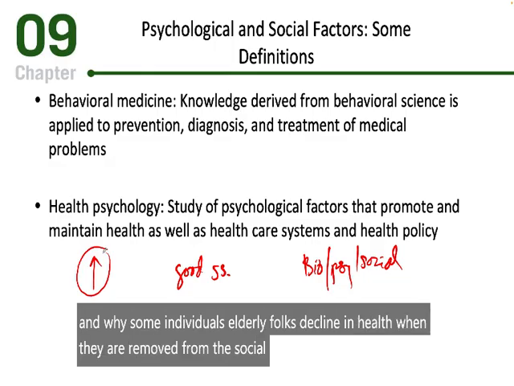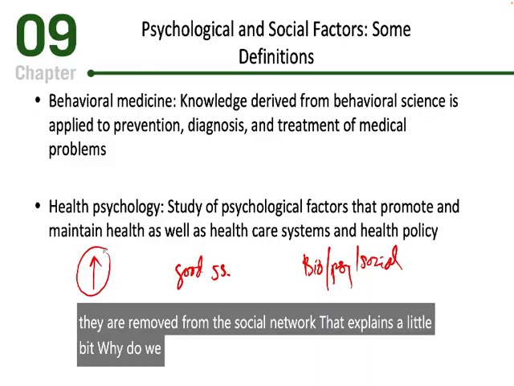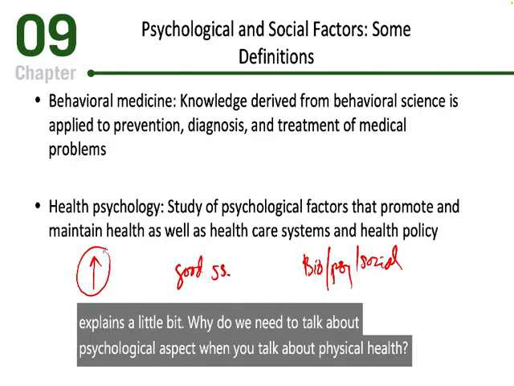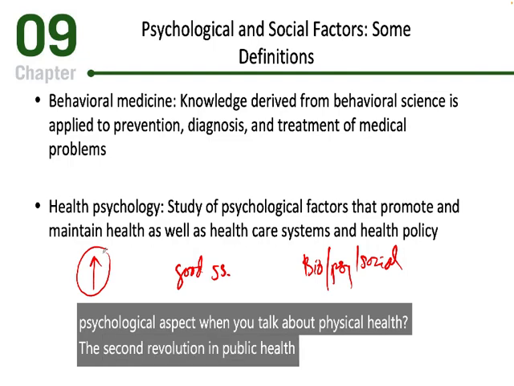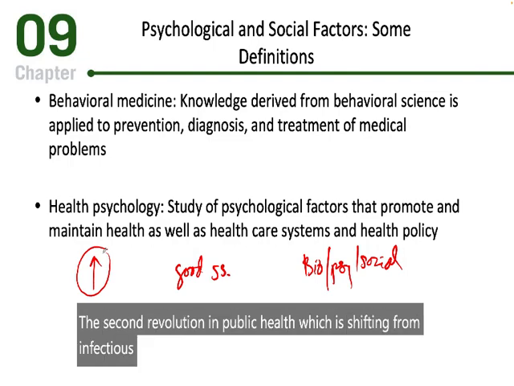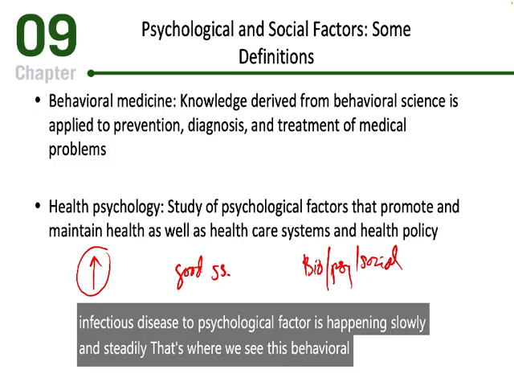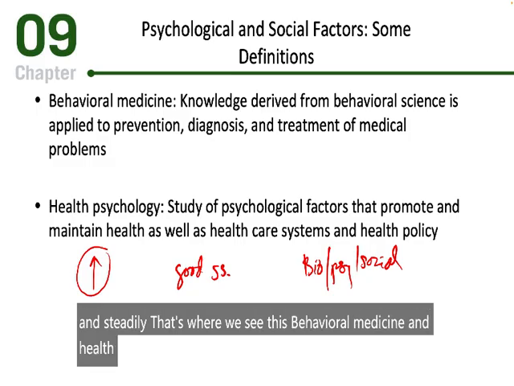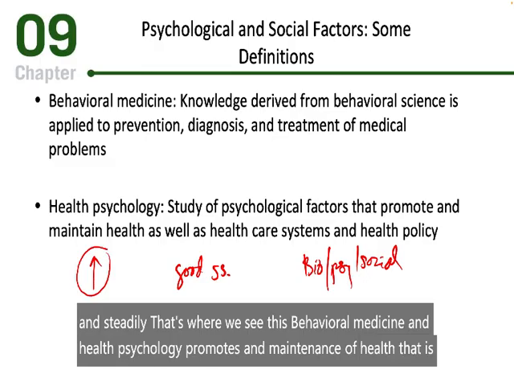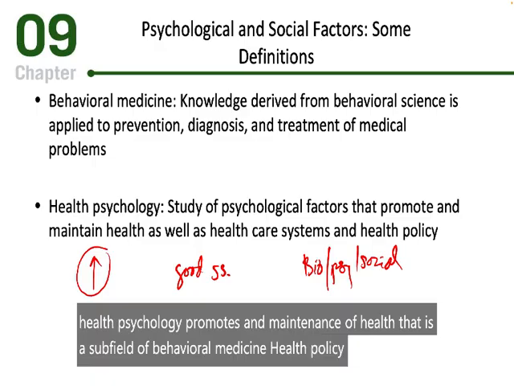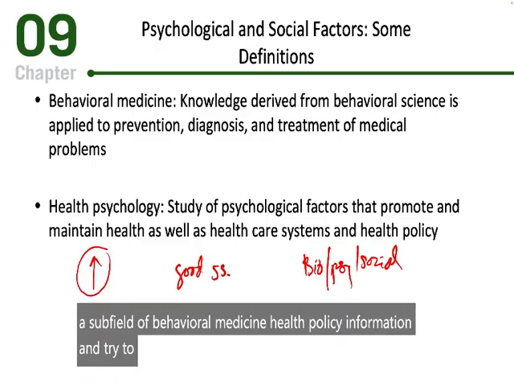That explains a little bit why we need to talk about the psychological aspect when we talk about physical health. The second revolution in public health, which is shifting from infectious disease to psychological factors, is happening slowly and steadily. That's where we see behavioral medicine. And health psychology promotes and maintains health. That is a subfield of behavioral medicine, health policy formation, and it tries to improve the healthcare system.